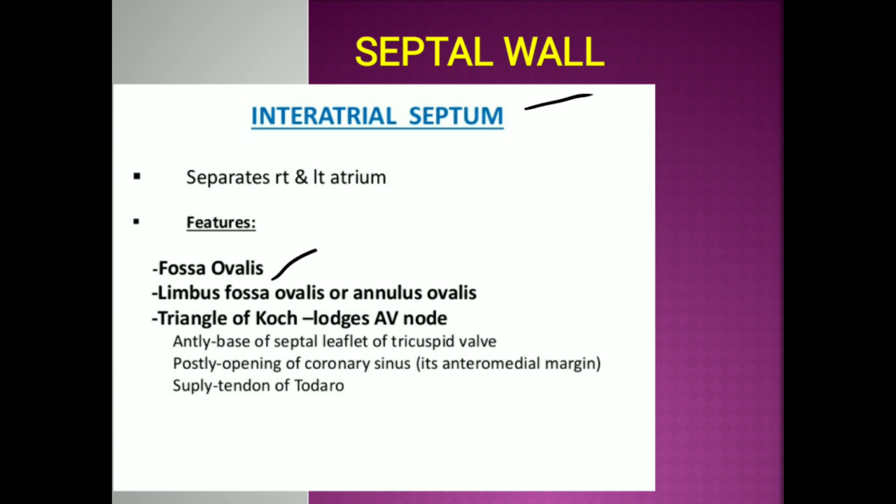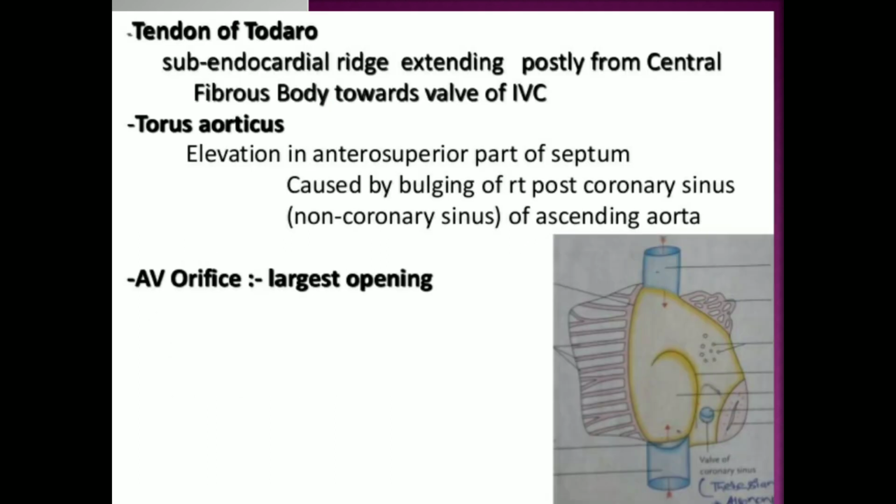The features are fossa ovalis, limbus fossa ovalis or annulus ovalis, triangle of Koch, tendon of Todaro and the atrioventricular orifice, which is the largest opening. You see all this in the septal wall. Look at the figure here. First you can see the oval depression, this part. This is called the fossa ovalis. What is fossa ovalis? It is an oval depression in the region of the interatrial septum.